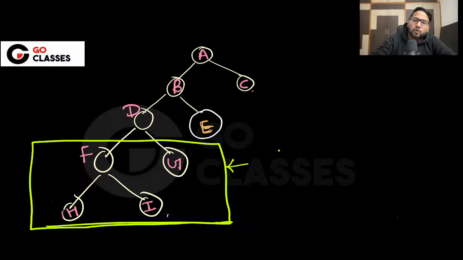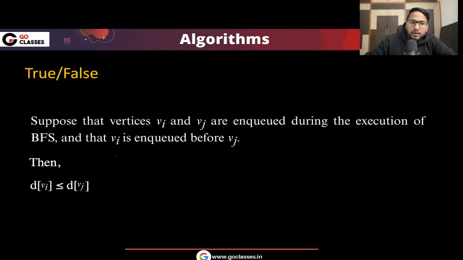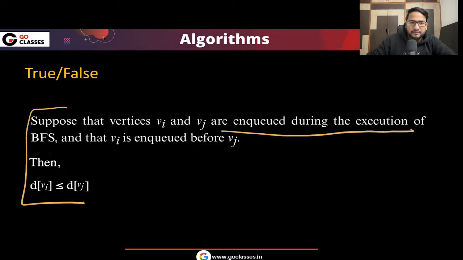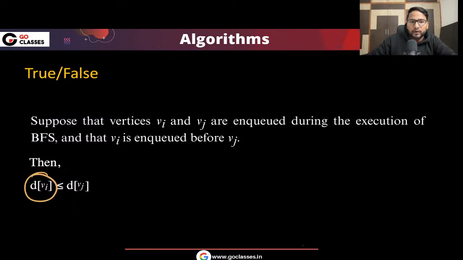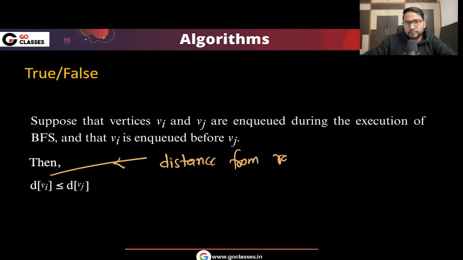Okay. Now let's go to this particular question that I have here. So what they're saying is, suppose that vertices Vi and Vj are enqueued during the execution of BFS and Vi is enqueued before Vj. Here D means distance from the root. So they are saying Vi is enqueued here and Vj is enqueued somewhere here, right?